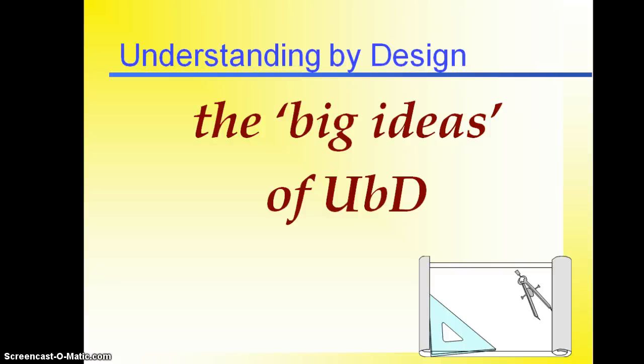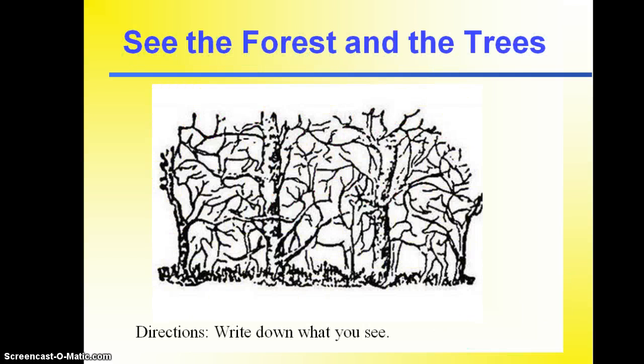In this presentation, we'll examine the ideas behind understanding by design. I'd like you to take a look at this picture and write down what you see. You can pause the presentation to write down as much as you see here. Initially, what you see is a forest, but after close examination, you can see an elephant, a lion, a pig, a deer, a horse, a giraffe, and a small rodent, perhaps a raccoon.